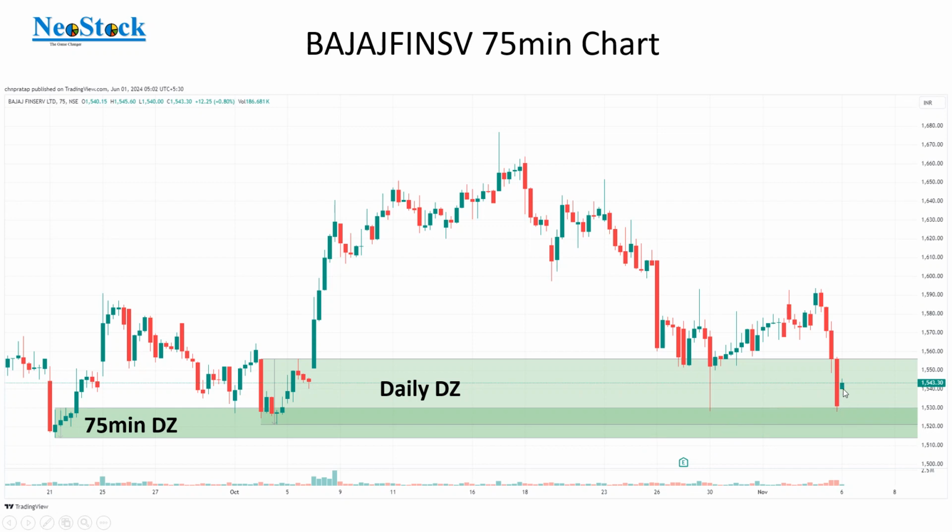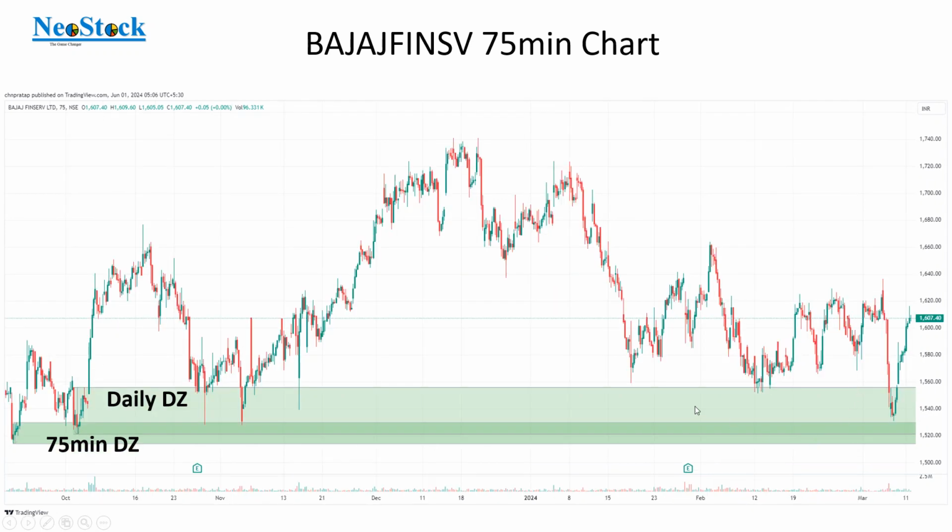That means it's a rejection. That's why there's a gap up, and after that again prices moved up. This is the candle. In this candle, see here there is a gap up, and after that see the move. It gave a very big move after that.